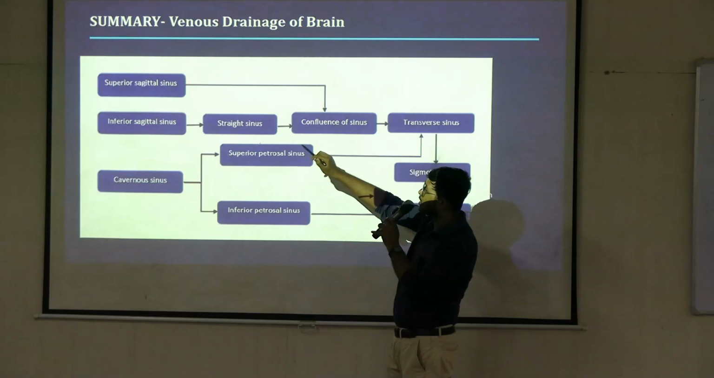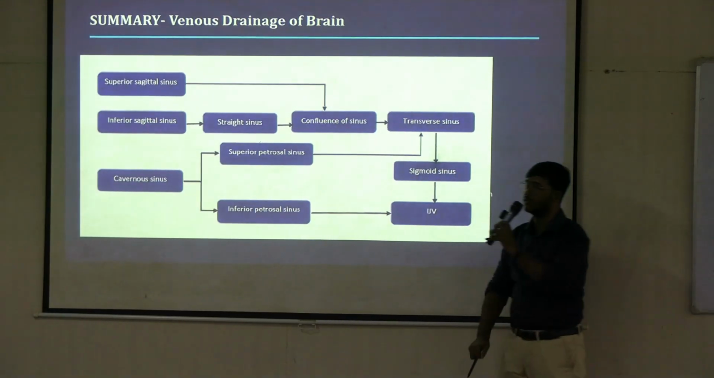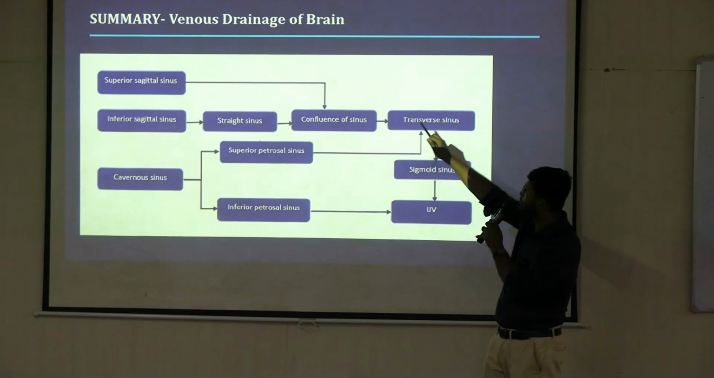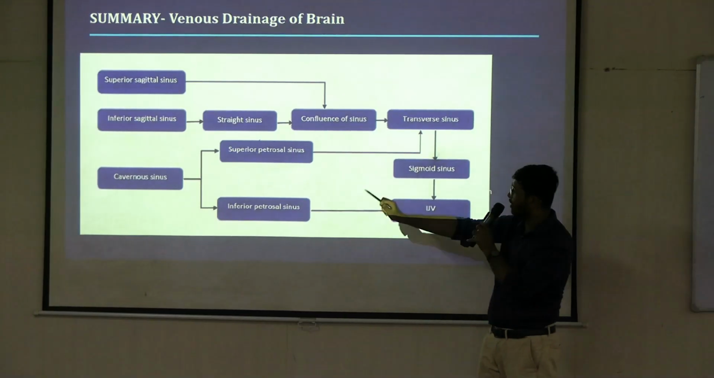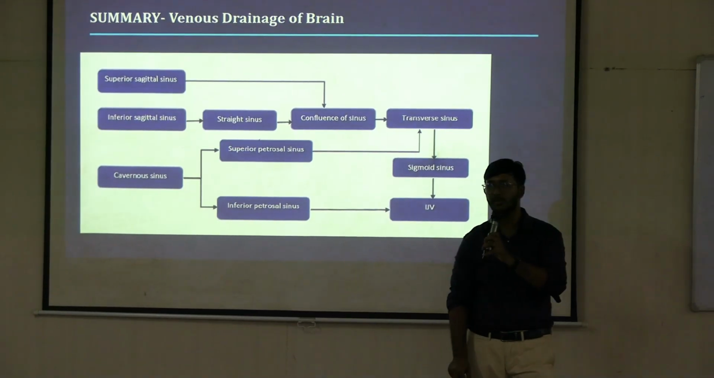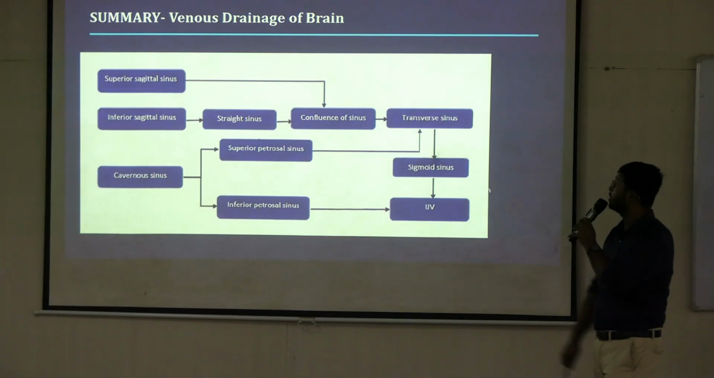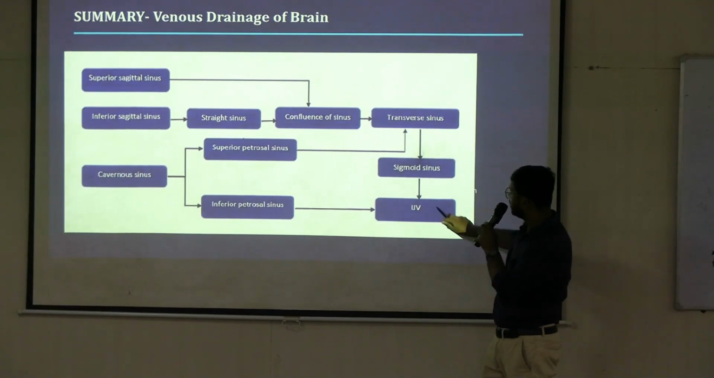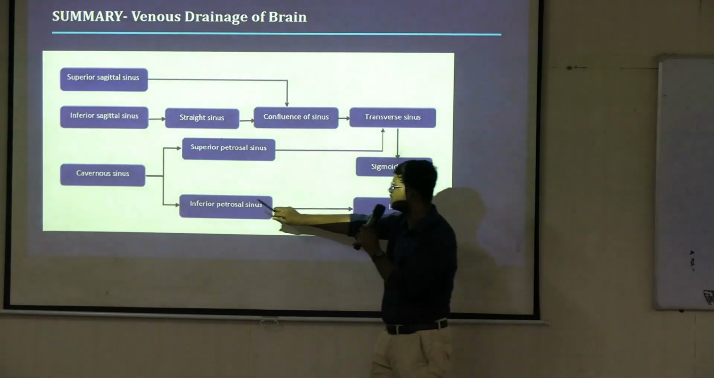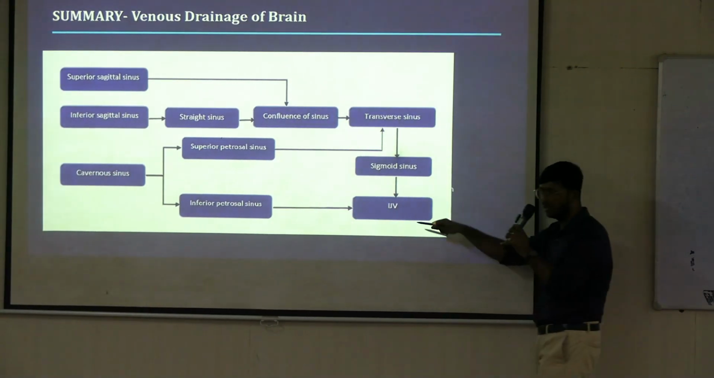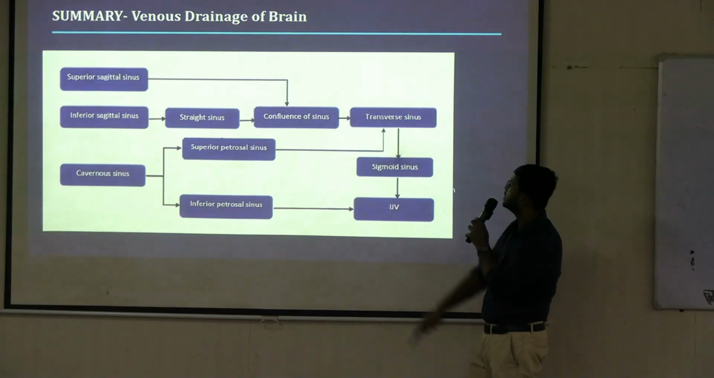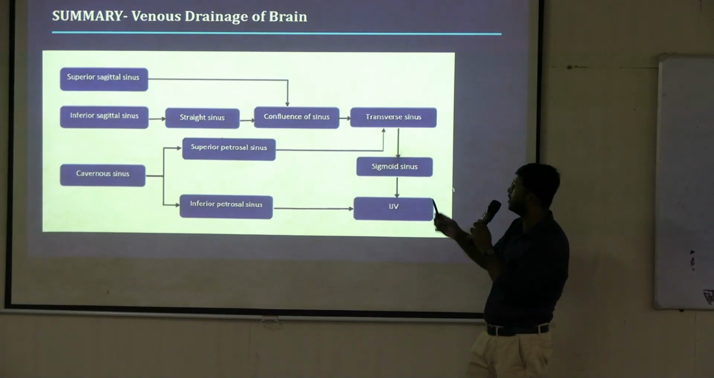So this superior sagittal sinus directly drains into the confluence of sinuses. The inferior sagittal sinus, through the straight sinus, goes to the confluence of sinuses, and the cavernous sinus, through the superior and inferior petrosal sinuses, goes to the transverse sinus, and finally all of them drain into the internal jugular vein. The inferior petrosal sinus directly drains into the internal jugular vein. The superior petrosal sinus goes into the transverse sinus, to the sigmoid sinus, then to the internal jugular vein.